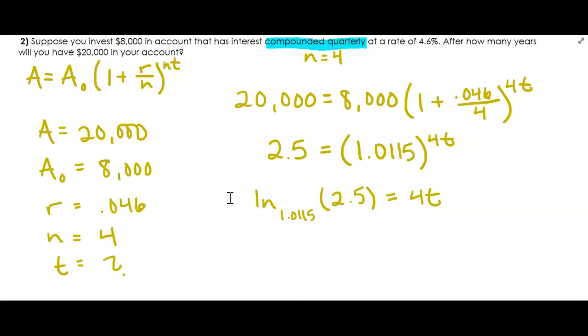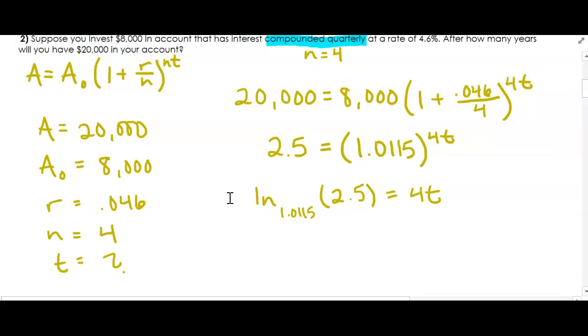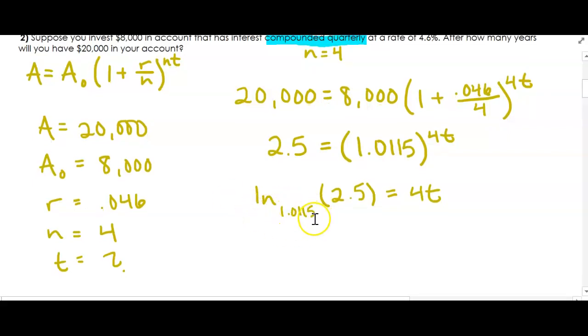I chose a natural log. It does not matter which one you choose. You could have used the common log, your LOG. It does not matter. But something we noticed here that's different from the problem before is that the base of my log is not, well, I'll say this more specifically. The base of my natural log is not e. And I would also notice, if I had used a common log, the base of my common log is not 10.